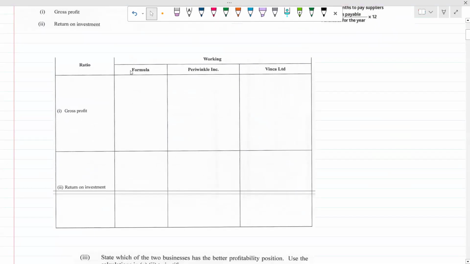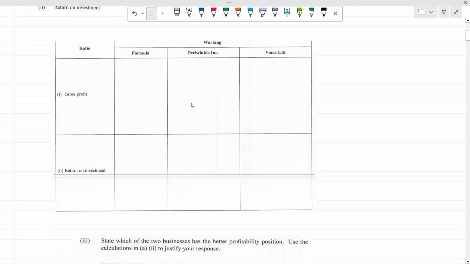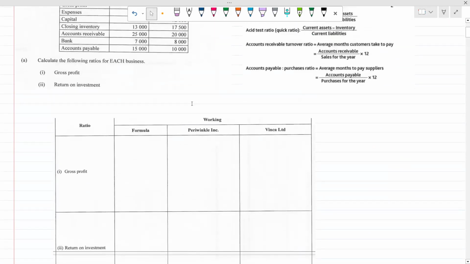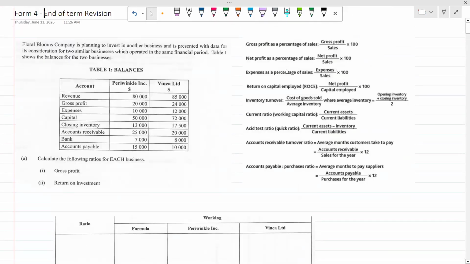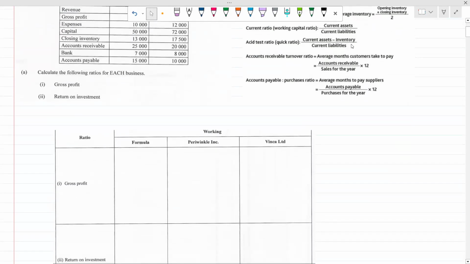So this is the answer sheet that is available in the past paper. So you have gross profit, and they want us to put the formula. Our formula for gross profit is gross profit over sales by 100. All right, so let's write that in. Gross profit over sales multiplied by 100. The fact that we multiply by 100 means that our answer is going to be in percentage.